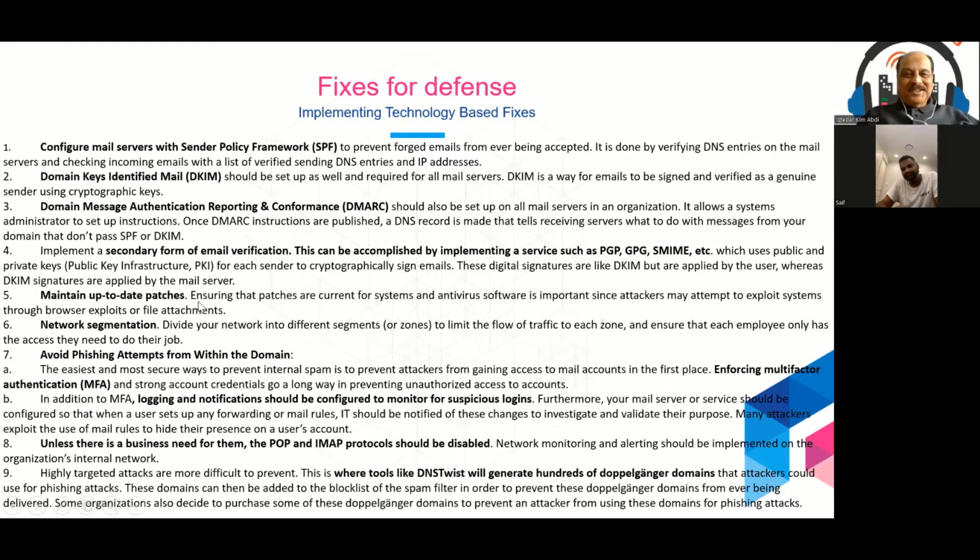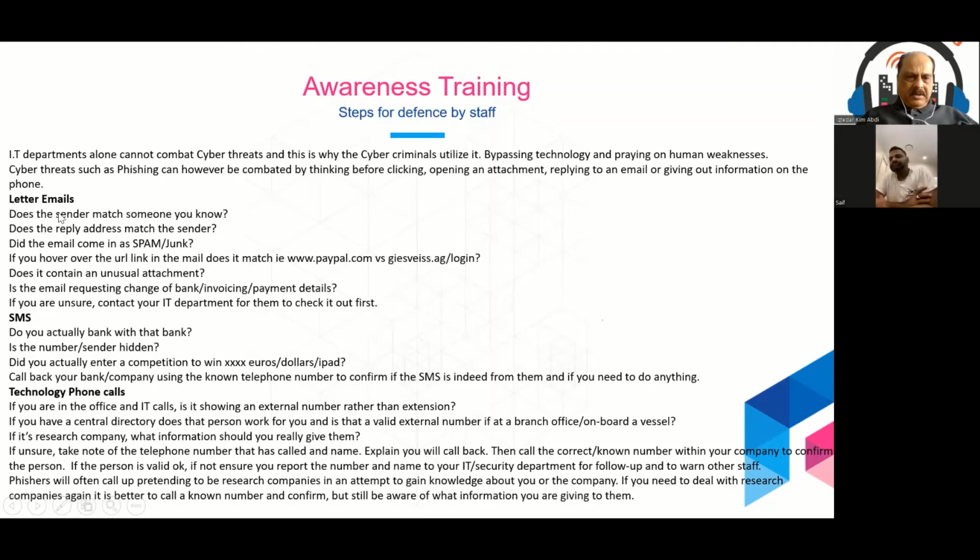So this is, in a very short, if you like, marathon kind of a race with this particular slide. So for emails: does the sender match someone you know, does the reply address match the sender, and so on. And then SMS: a person received, do you actually bank with that bank? People are doing banking on their mobiles and so on, and receiving SMS and related possibilities exist, like the number being fake and all that. And then the phone calls. I'm skimming through this because you're quite aware, and we are hoping that we will provide this in detail as awareness training in future to Plan to Go.